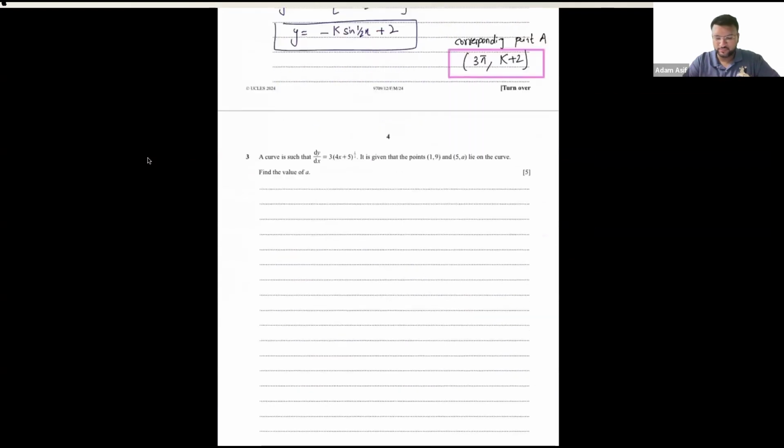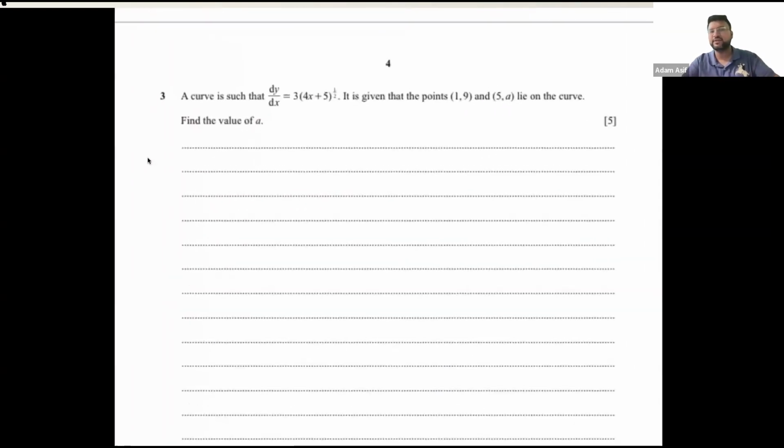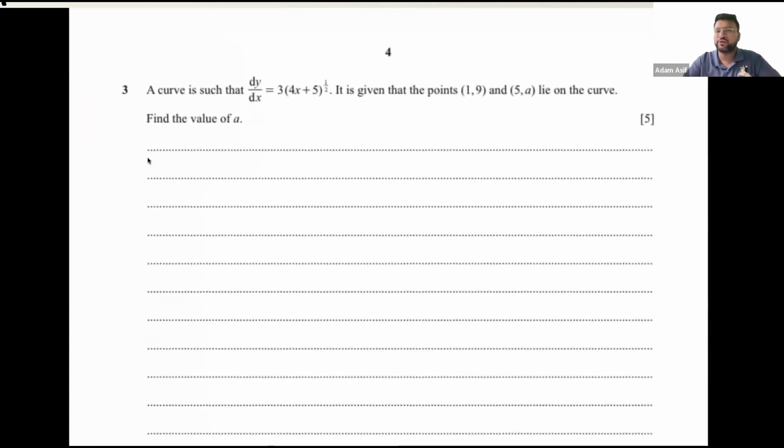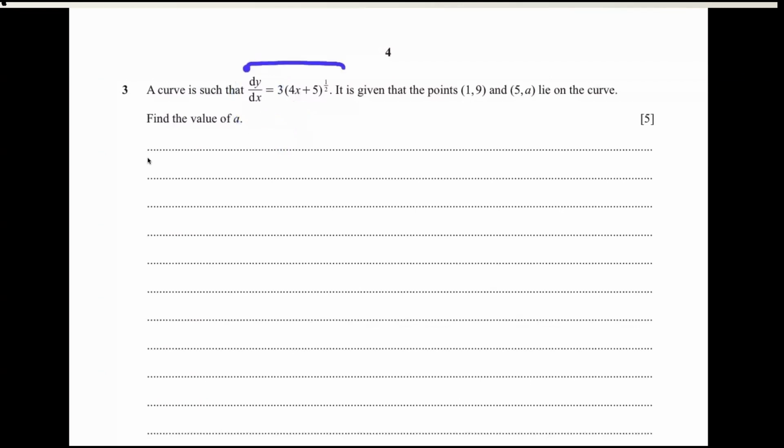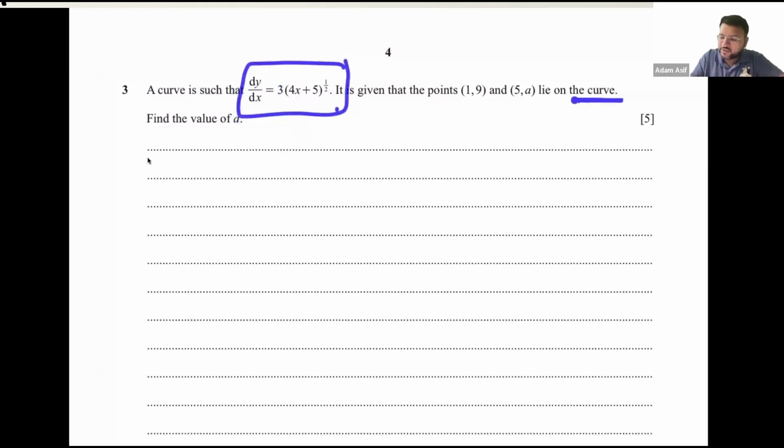Question number 3. A curve is such that dy by dx is given. It is given that the points (1, 9) and (5, a) lie on the curve. Find the equation. Is this the equation of the curve or is this the equation of the gradient function? No, this is dy by dx. That's the gradient function. To find the equation of the curve from the gradient function, what do you do? From dy by dx, if you want to find the equation of the curve, what do you do?